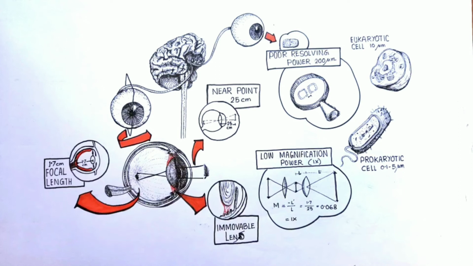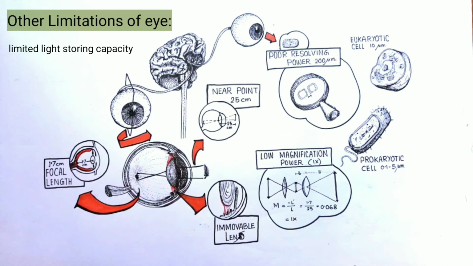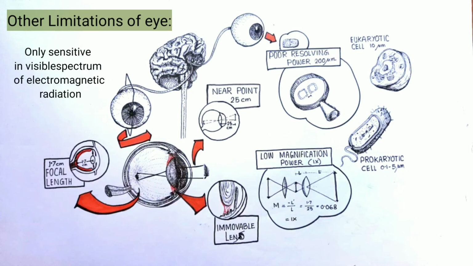So, how is it possible to view such microorganisms or cells with our naked eye, having a poor resolving power of 200 micrometer? Apart from those, it has some other limitations too, like due to its small size, it has got a limited light gathering power, as well as it cannot accumulate light and store image for future references. The most significant drawback, I think, is its limitation of viewing only in a visible spectrum of electromagnetic radiation.